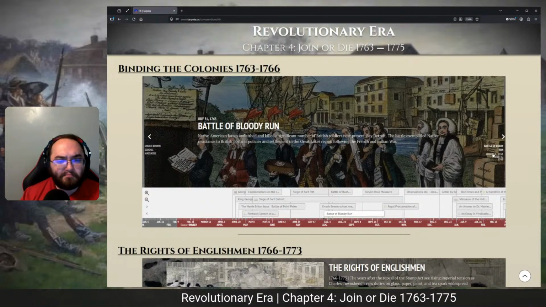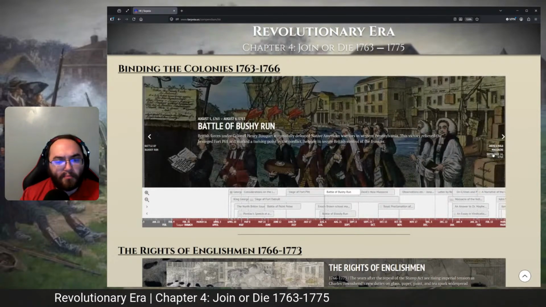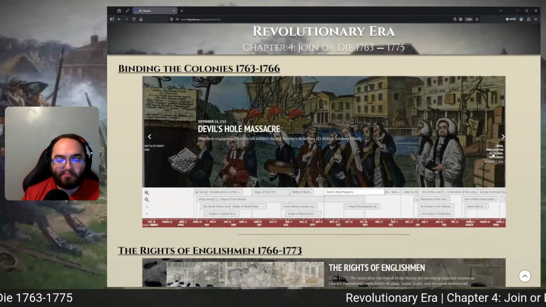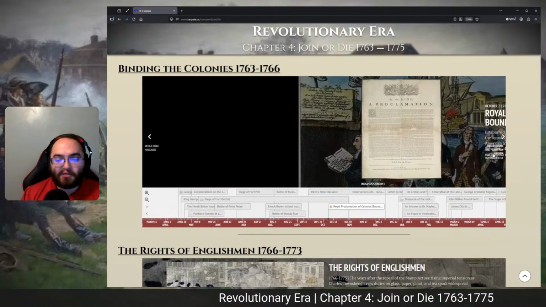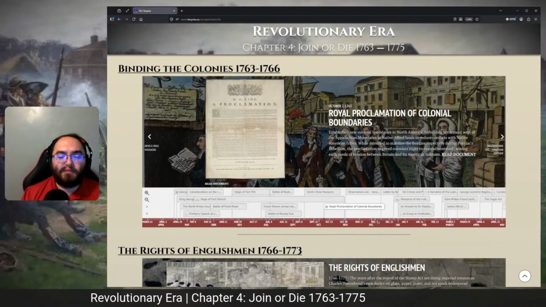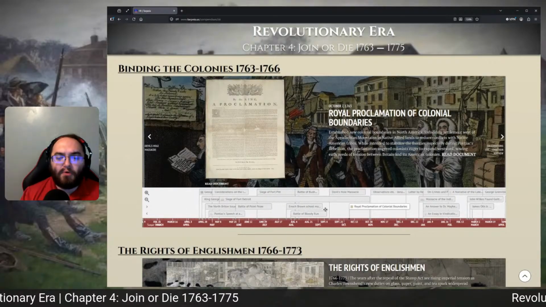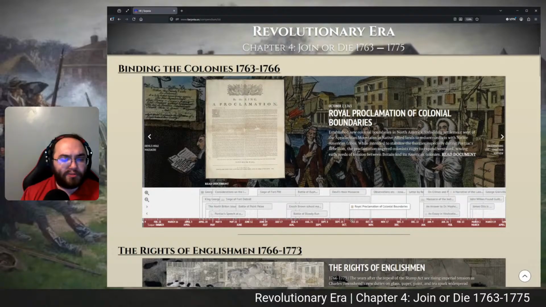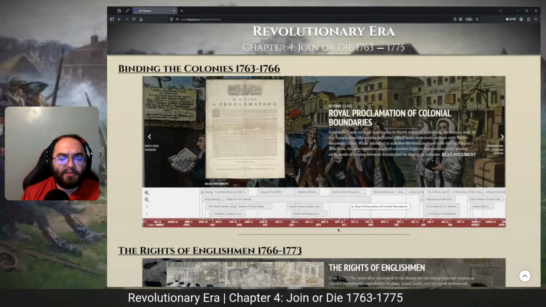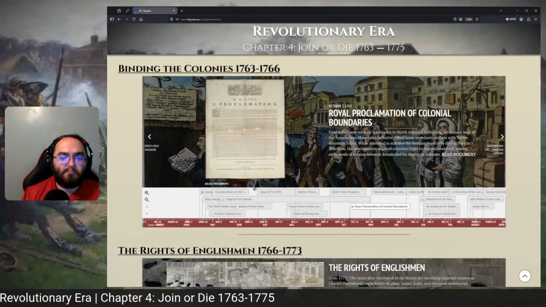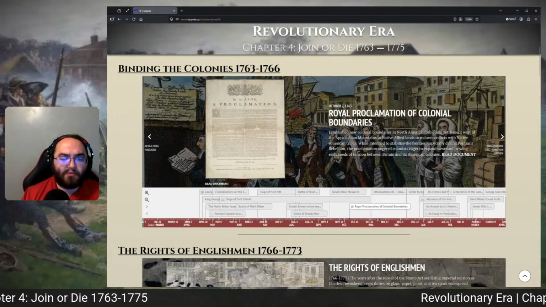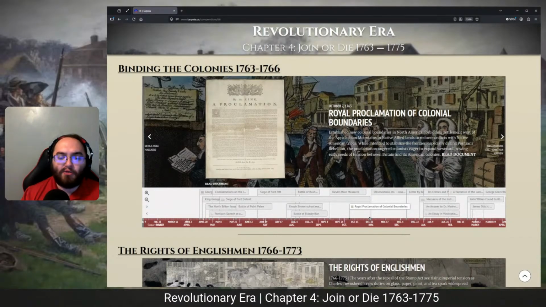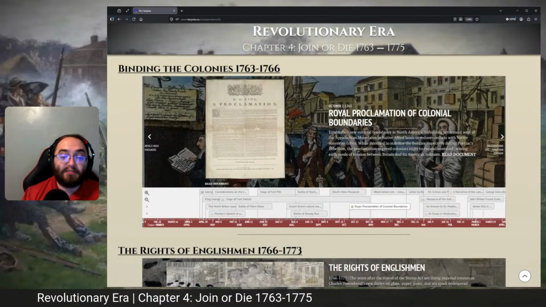Here's the Battle of Bloody Run, the Battle of Bushy Run, Devil's Hole Massacre. And by the time you get to the Royal Proclamation at the end of 1763, most of the fighting in Pontiac's rebellion is pretty much over. There's still going to be skirmishes happening, but all of these major sieges and battles are pretty much over by this point. So the fighting itself only lasts a couple of months, from May to around November, December of 1763.